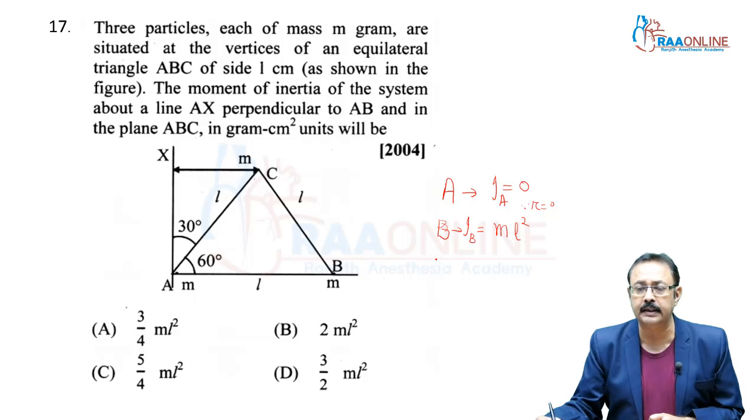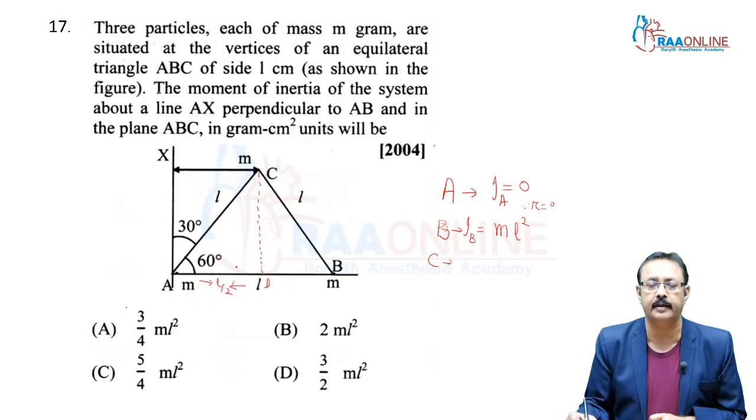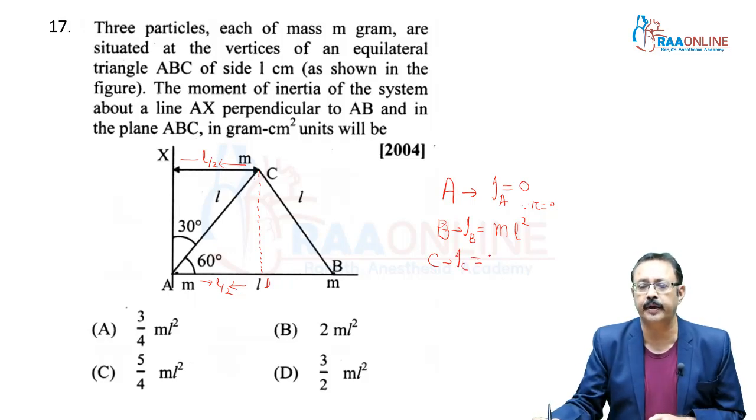Now going for the particle situated at C, we have to calculate this distance. Since ABC is an equilateral triangle, if you drop a perpendicular, it will go to the midpoint. It means the distance from A to D should be L by 2. It is a parallelogram, this angle 90, this angle 90. So this should also be L by 2. So for the particle situated at C, the moment of inertia should be m (L by 2) whole square.